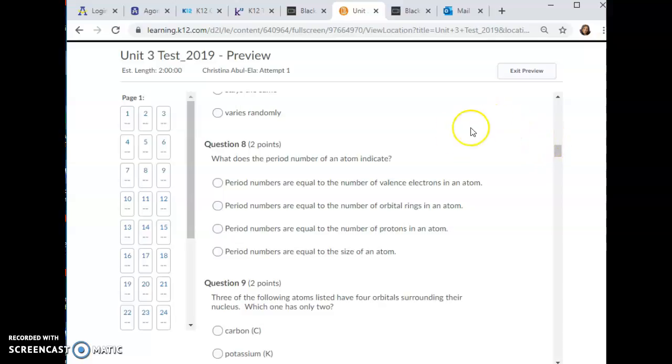Question 8. What does the period number of an atom indicate? Period numbers are equal to the number of valence electrons in an atom. Period numbers are equal to the number of orbital rings in an atom. Period numbers are equal to the number of protons in an atom. Period numbers are equal to the size of an atom.